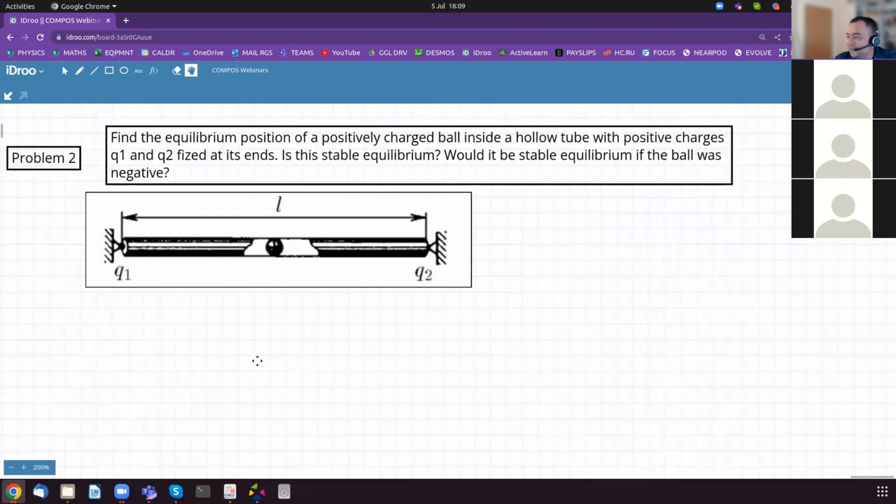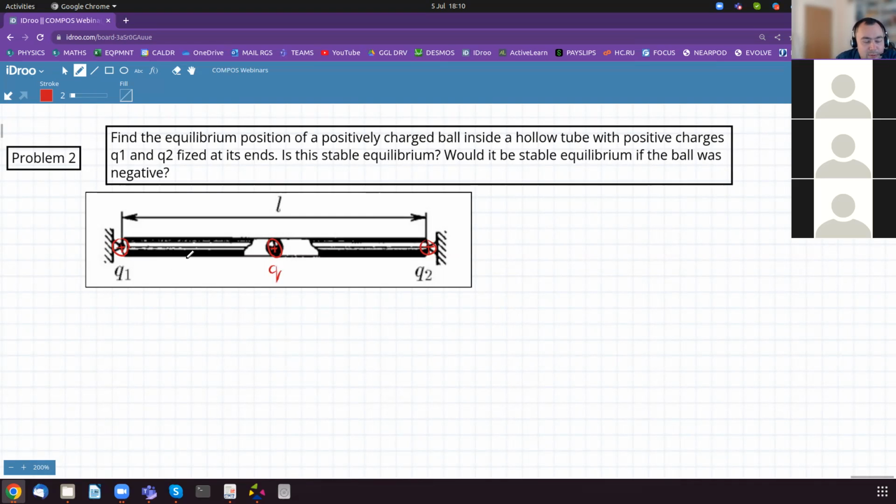Okay, let's move on to problem 2. Find the equilibrium position of a positively charged ball inside a hollow tube with positive charges Q1 and Q2 fixed at its ends. Is it stable equilibrium? Okay, so we have a positive charge here, Q2. We have a positive charge here, Q1. And we have a ball, which is also positively charged, and the charge is Q.